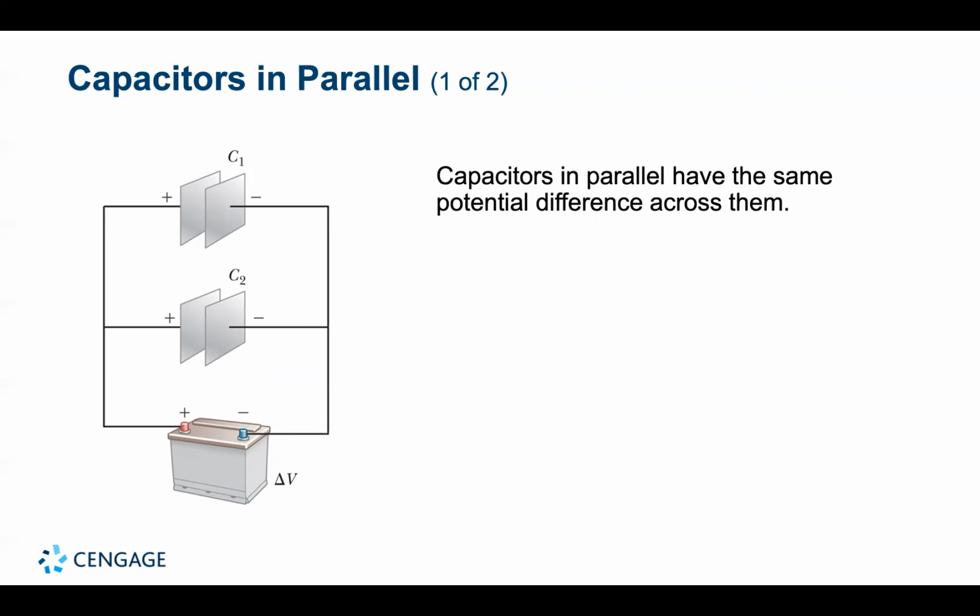The left plate of each capacitor is connected to the positive terminal of the battery by a conducting wire. So the left plates are at the same potential. In the same way, the right plates are connected to the negative terminal of the battery and are also at the same potential. This means that the capacitors in parallel both have the same potential difference across them.